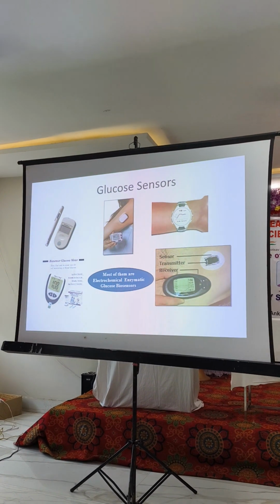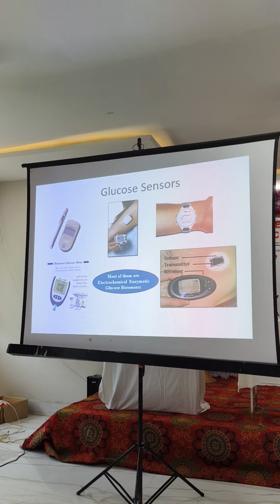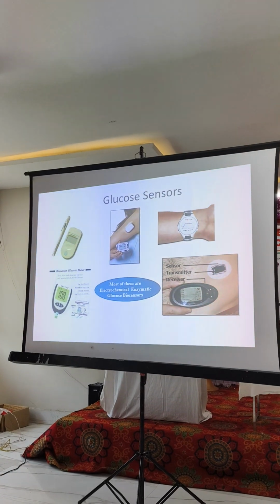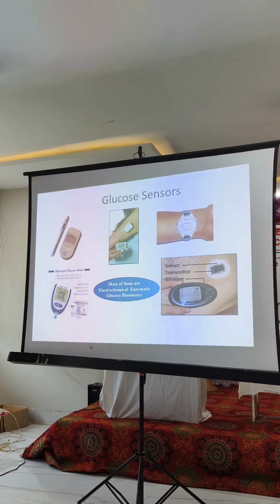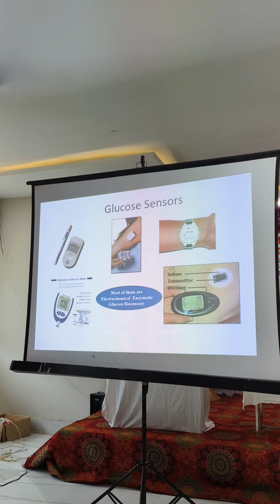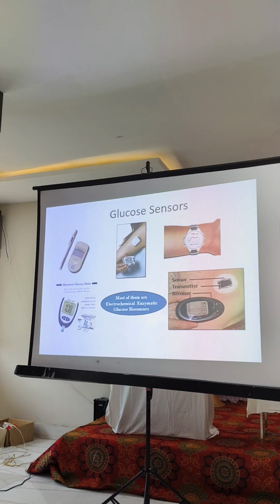Whatever sensor you see, these are more or less electrical sensors, like electrochemical sensing. You have a cathode, anode, and electrolyte, and you take a response of the current, how much current is coming between the electrodes. When you take a tip, they take a blood sample and plunge it into your device.